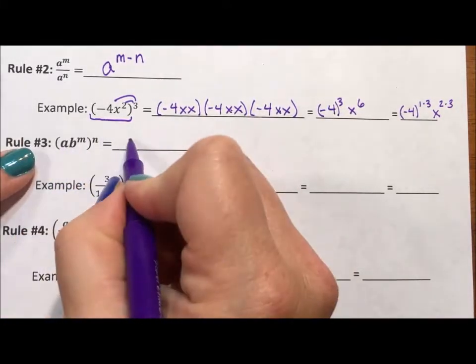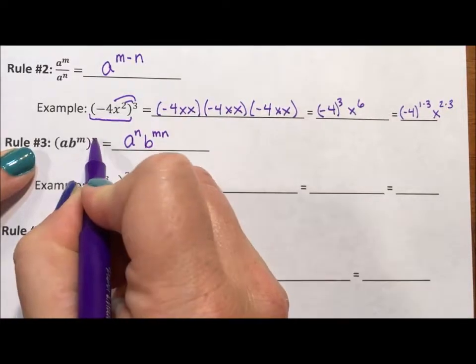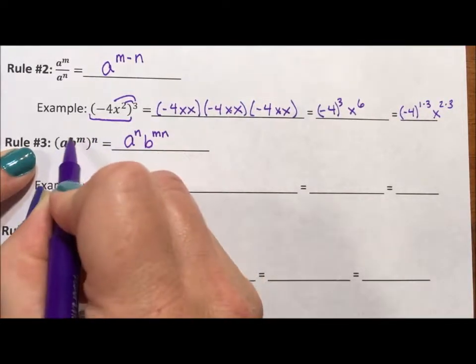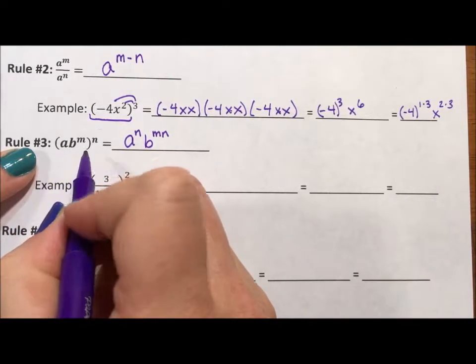So this becomes a to the n, b to the m, all to the power of n, giving a to the n times b to the m times n, because when it's attached to the parentheses, as long as there's no addition and subtraction, that's a whole different set of rules, a whole different set of videos.